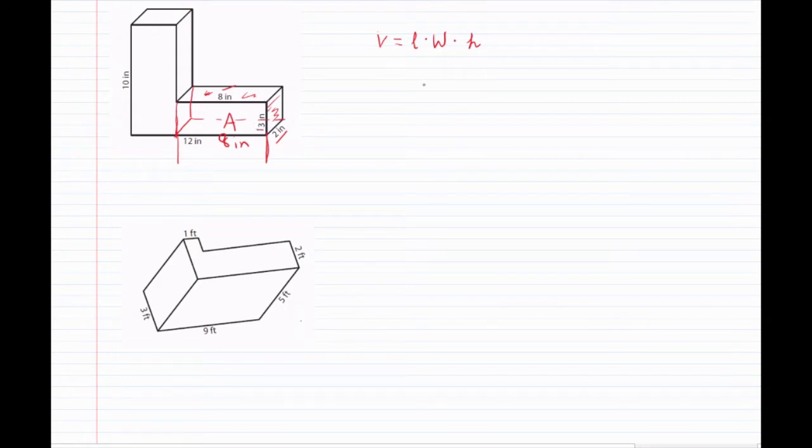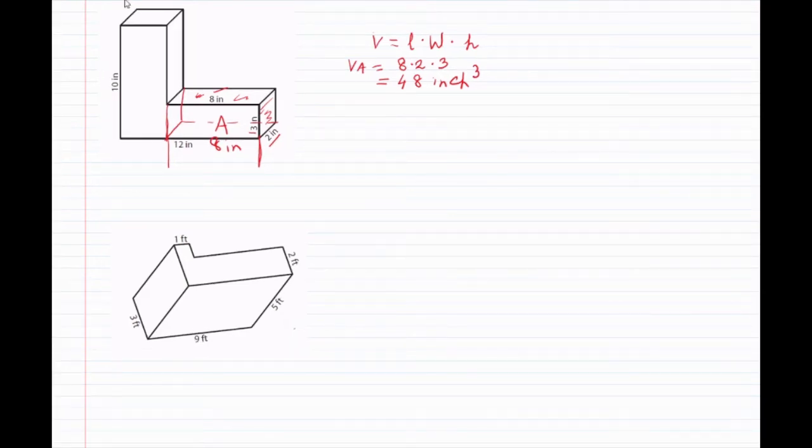It is 3. So for this prism, the volume is going to be length, that is 8, times width, 2, times the height, 3, equals 8 times 2 is 16 times 3 is 48. Here 3 times the inches are multiplied with each other. So the unit of volume is going to be inch cube.